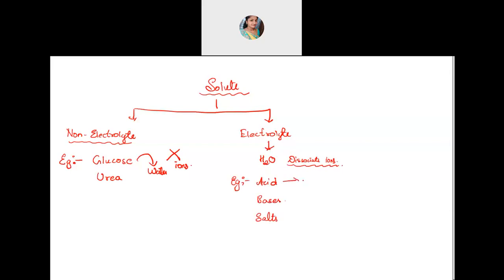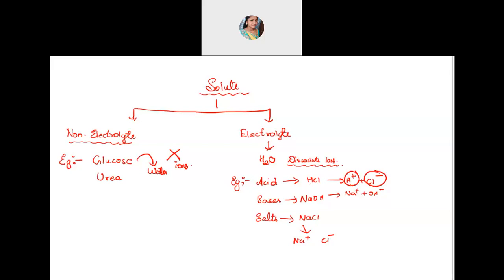If you take an acid example, HCl will dissociate into H plus and Cl minus ions. For bases we have NaOH, which can dissociate into Na plus and OH minus ions. Salts like NaCl will dissociate into Na plus and Cl minus ions. If these electrolytes dissociate, you can see the number of ions they produce becomes larger. If I take one HCl molecule, initially it was one HCl molecule, and if you put it into the water, it will come out in the form of two ions.